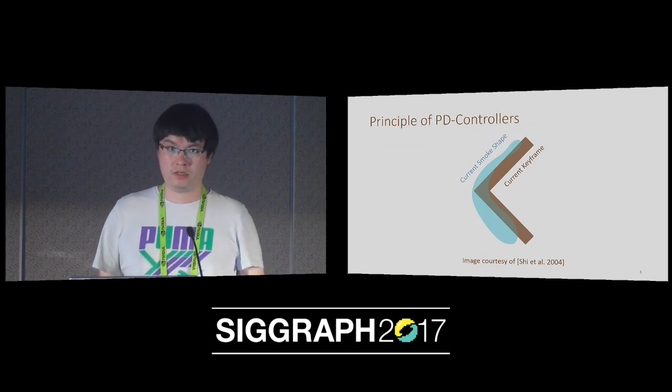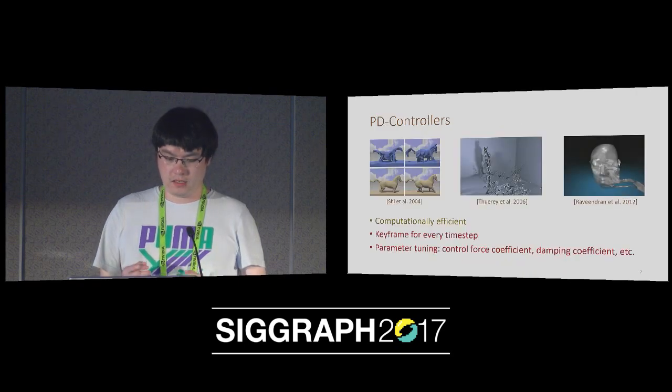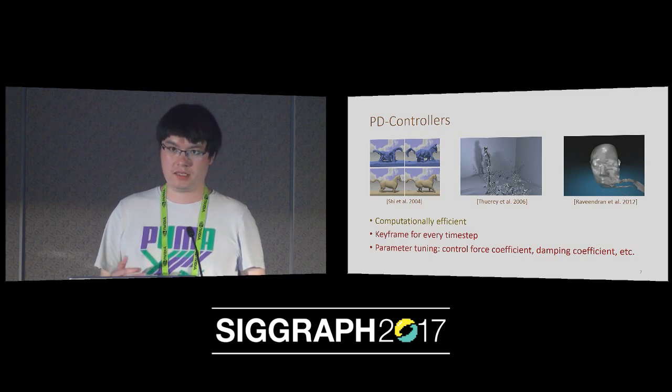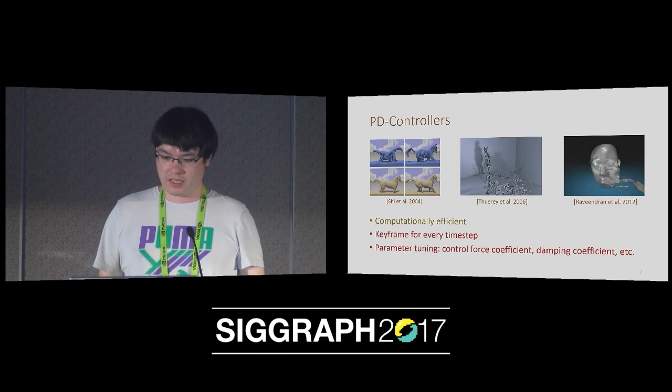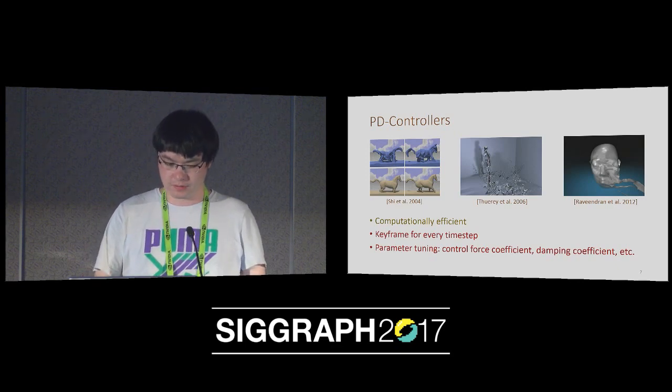The principle of the PD controller is very simple. We just compare the current keyframe and the current smoke shape, and we then make our control force proportional to the shape difference. Although there are many varieties of PD controller, almost all of them look at only the current time step. So they're very efficient. They only add marginal overhead to an existing smoke simulator. But in this way, you need one keyframe for every time step, and the results are generally sensitive to several parameters, such as control force coefficients and damping coefficients, which are used mostly for stabilization.